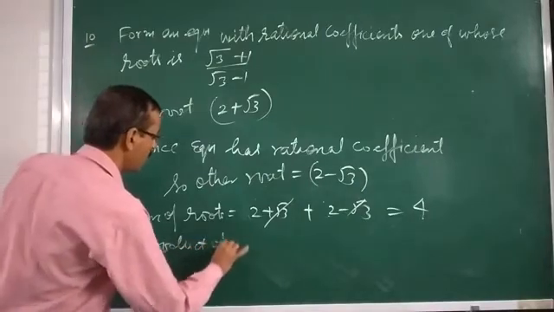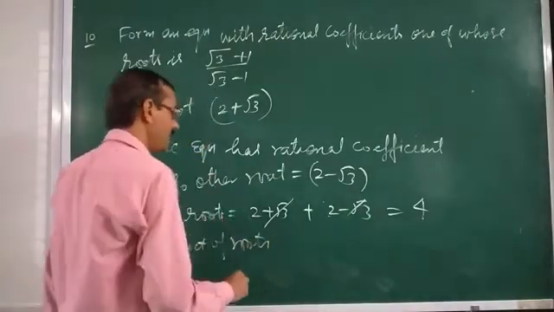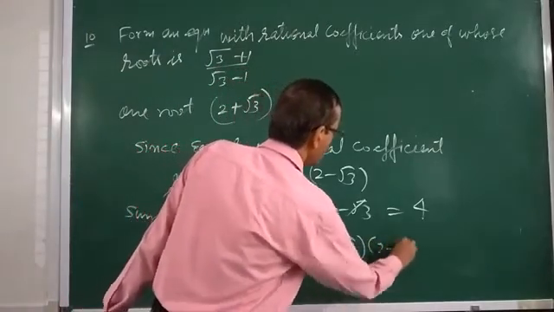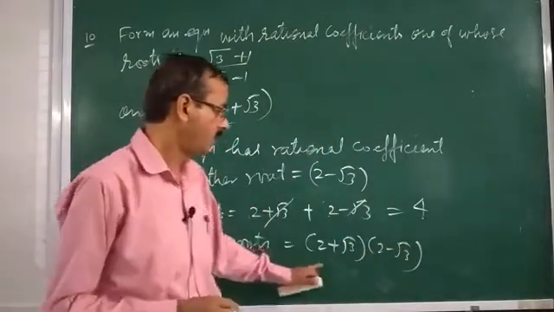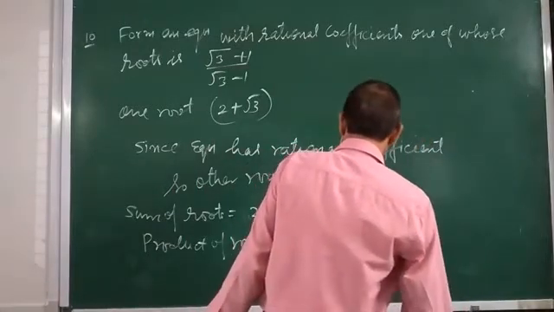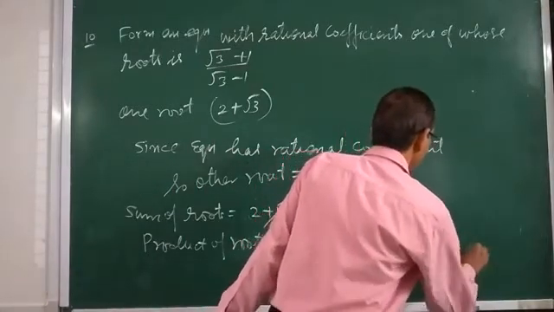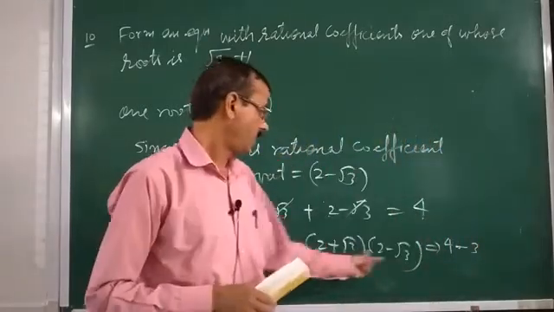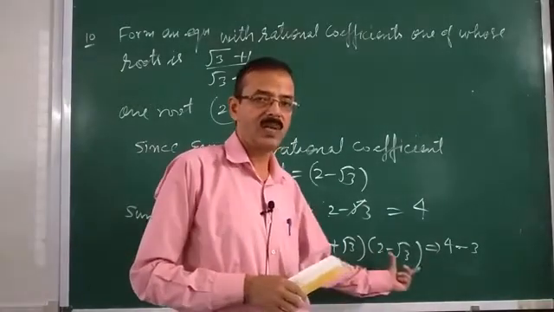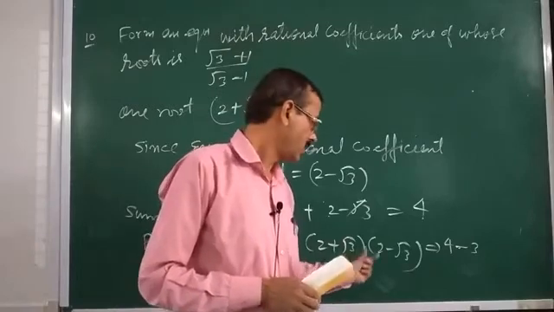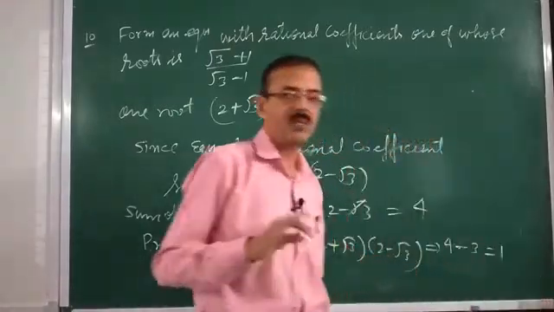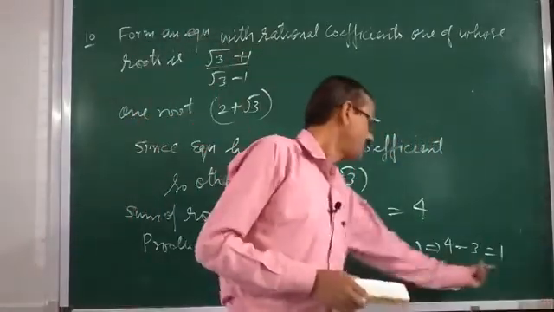Now the product of roots: alpha into beta is 2 plus root 3 times 2 minus root 3. We use the identity (a plus b)(a minus b) equals a square minus b square. So 2 square is 4 and root 3 square is 3. 4 minus 3 is equal to 1. So we found that the sum of roots is 4 and the product of roots is 1.